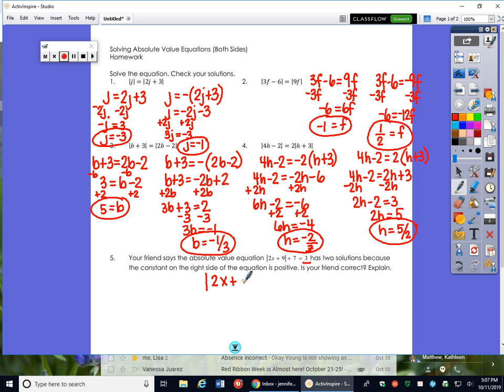Your friend is wrong, and that is because when you subtract the 7 to get the absolute value isolated, remember you have to isolate first, and when you subtract the 7 you end up getting negative 4. So when the absolute value is by itself, it cannot be equal to a negative, so this would be no solution. It would not have two solutions. And you're done.